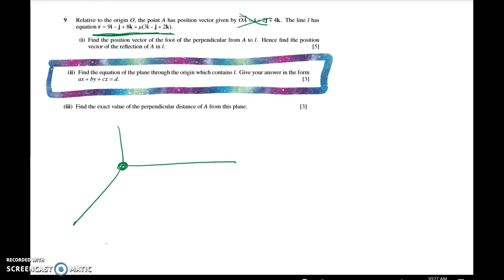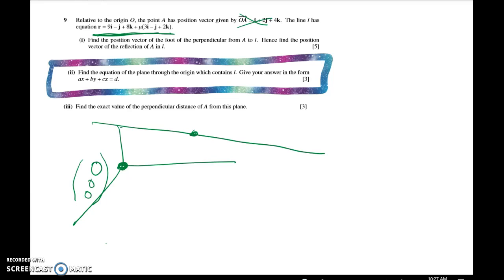So what are we looking at? Well, we've got the origin here. There's the position vector of the origin. And here's my line over here. Now, to find the equation of the plane, there are a few different ways to do it, but my favourite one to get the normal vector is to use the cross product. So to do that, we need to have basically two direction vectors.